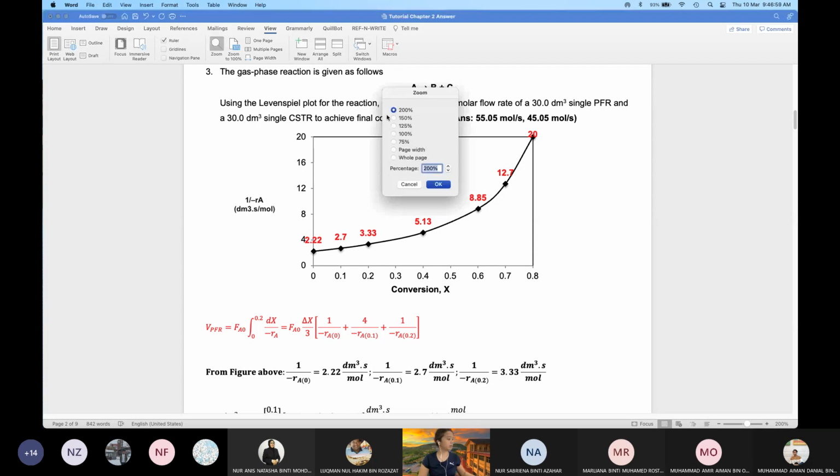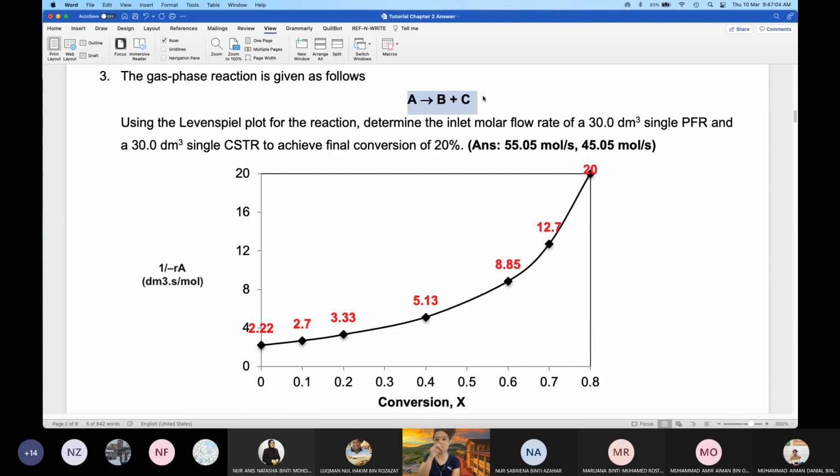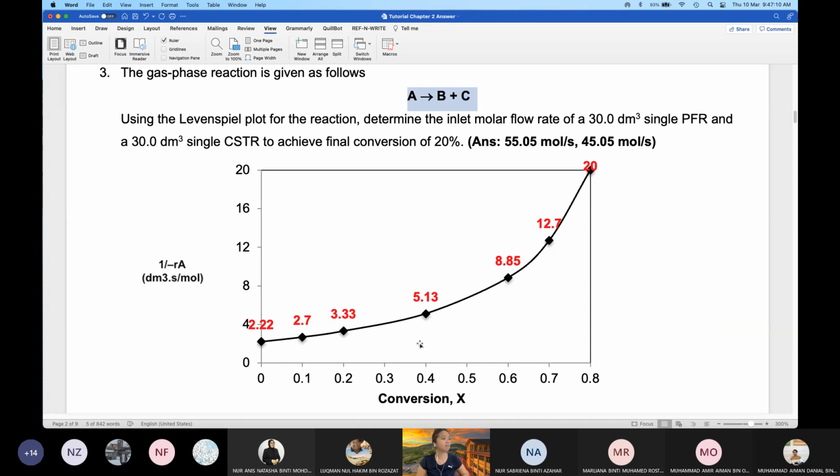Kejap saya nak tukar kepada besar. Okay, the gas phase reaction is given as follows. Okay, using the Lorentz-Spear plot for the reaction. So this is the Lorentz-Spear plot. Determine the inlet molar flow rate of a single 30 dm³ PFR and a 30 dm³ single CSTR to achieve final conversion of 20%.